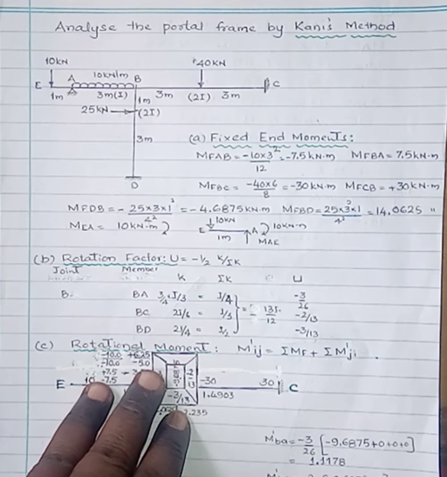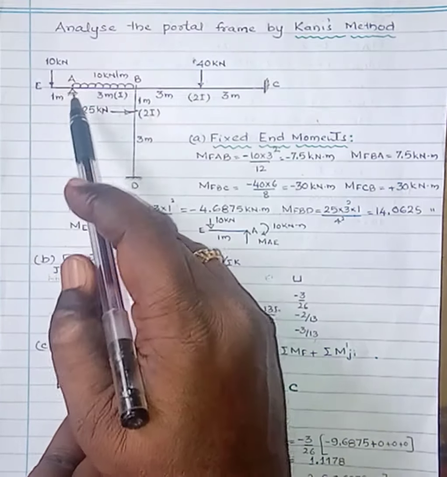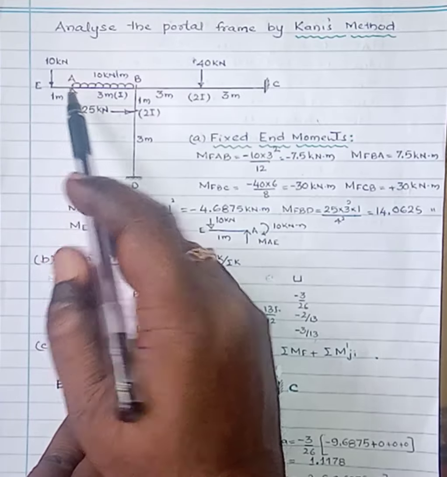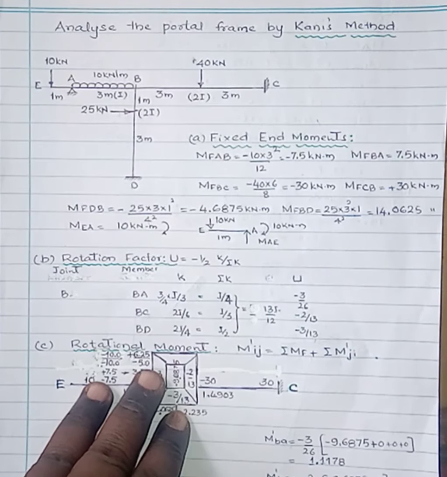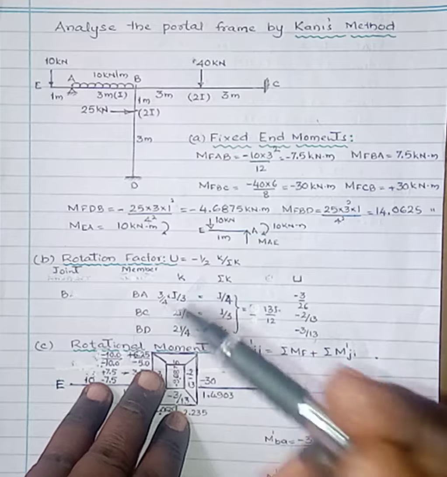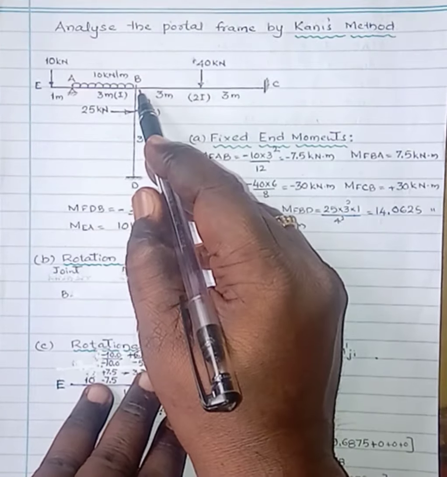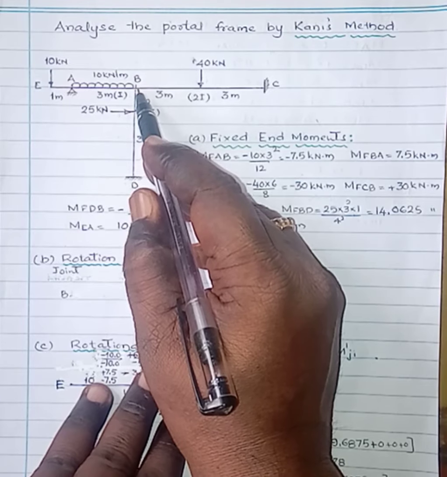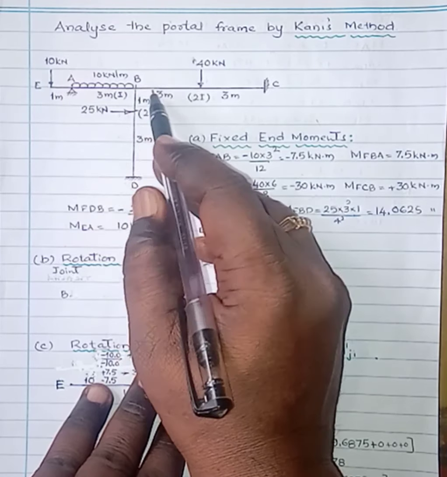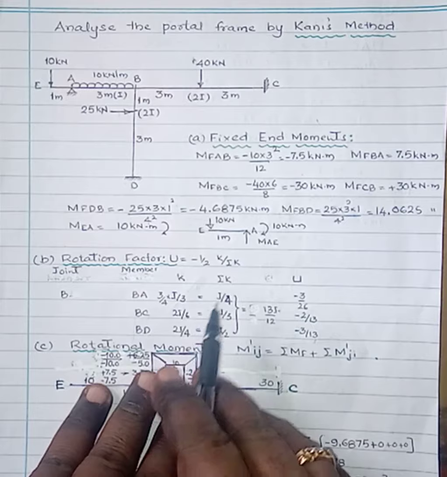The second step is calculation of the rotational factor. Here this one is an overhang, so no need to calculate the rotational factor for joint A. Then joint B. Here at joint B, 3 members are connected: one is BA, one is BC, one is BD.